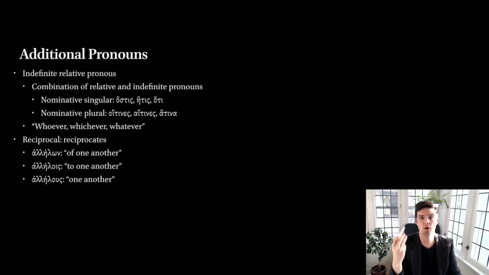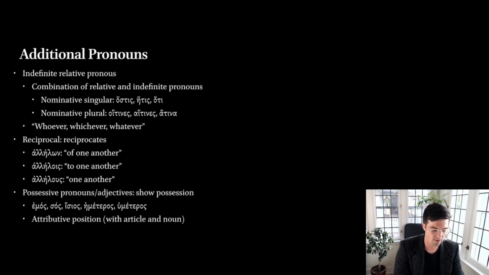Reciprocal pronouns, there's only 3 forms of these in the New Testament: allelon, allelois, allelus. Notice we have genitive, dative, and accusative plural in all of these, and they're going to be translated of one another, to one another, and one another respectively, and these are going to be in your vocabulary for the week. And lastly is possessive pronouns or possessive adjectives.